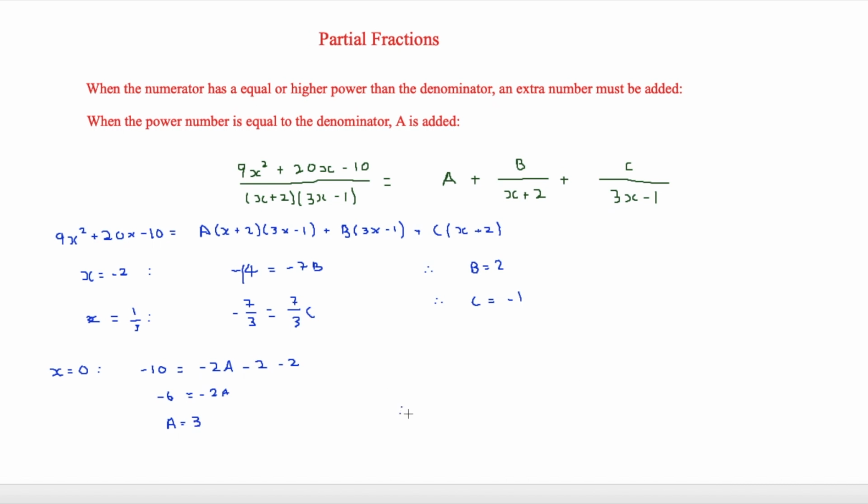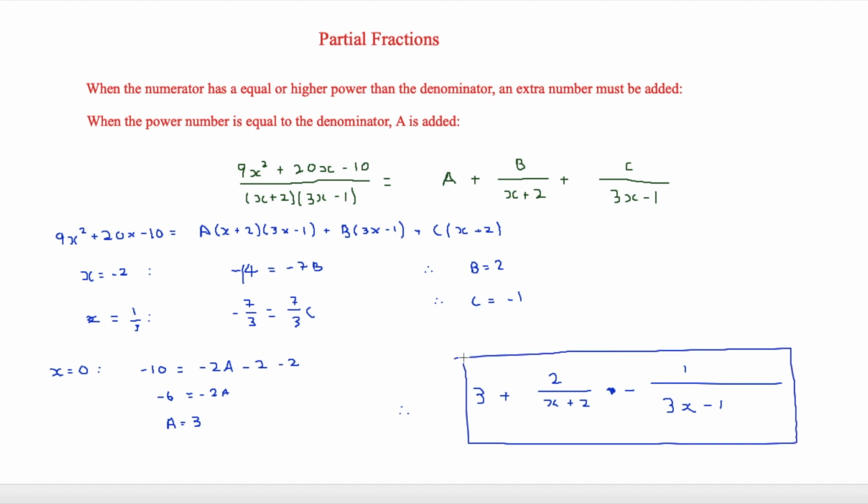So that's going to leave us, therefore, with the final answer of 3, because that's a, plus 2 over x plus 2, minus 1 over 3x minus 1. And that is our final answer for an example like this.